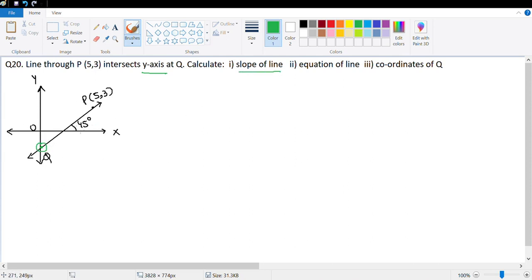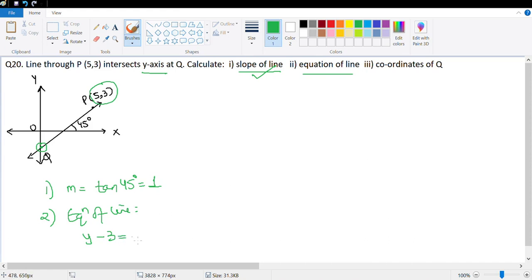The angle it makes with the x-axis is given as 45 degrees. So point number 1, slope of this line is equal to tan 45 degrees, which is equal to 1. So first part of the question done. Slope of this line is 1. Next, equation of the line. So point number 2, equation of line using the point slope formula will be y minus 3, because it's passing through (5, 3), is equal to m, which is 1, times x minus x1, which is x minus 5.